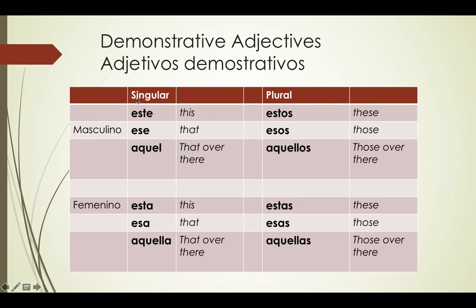For masculine singular nouns, they can be preceded by este, ese, or aquel. If the noun is masculine but plural, then it will be preceded by estos, esos, and aquellos. These, those, and those over there. If the noun is feminine and singular, it will be preceded by either esta, esa, or aquella. This, that, that over there. Or if the noun is feminine plural, it will be preceded by estas, esas, and aquellas. These, those, those over there.